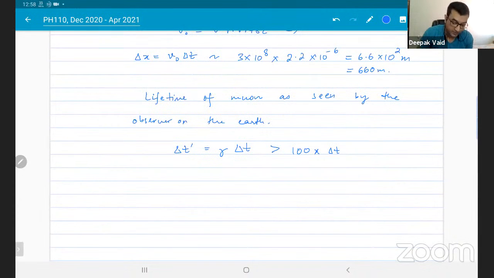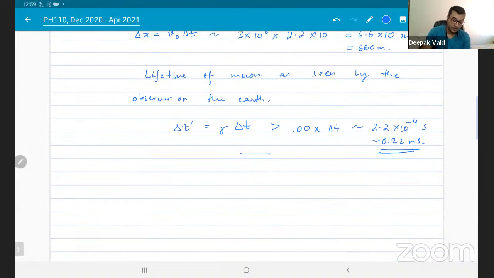So the effective lifetime of the muon as seen by the observer on the Earth's surface, if you do the calculation, it will be something like 10 to the minus 4 seconds. So you can write this as 0.22 milliseconds. So now the muon has 100 times as much time left to reach the surface of the Earth, right? And this is a direct test of length contraction and of time dilation.